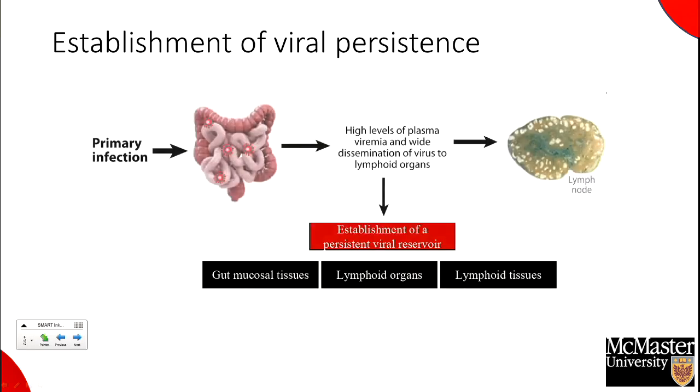So HIV, as we know, targets the CD4 T cells. And where are the CD4 T cells present in large numbers? The gut mucosal tissues, the lymphoid organs and lymphoid tissues, the lymph nodes and spleen, where the CD4 T cells are present in high numbers. So if you look at the histopathology later on, you would expect to see no CD4 T cells down the road because of the infection.